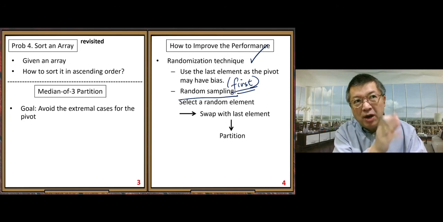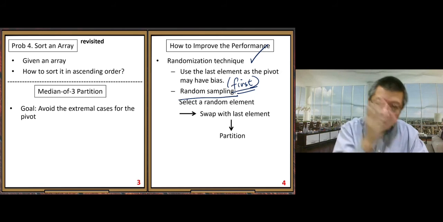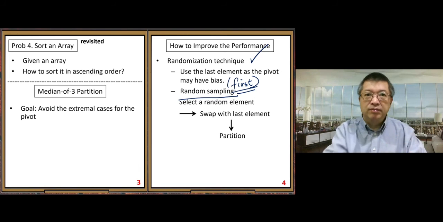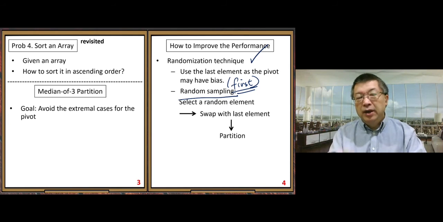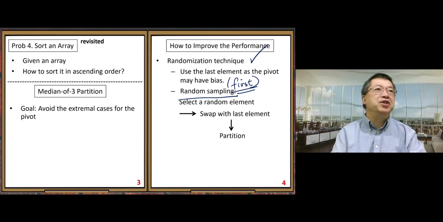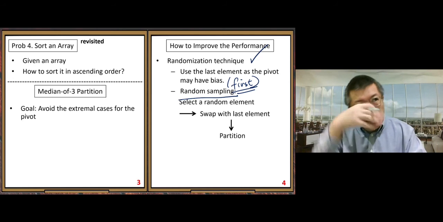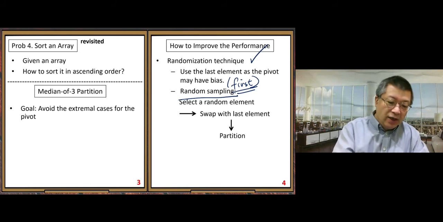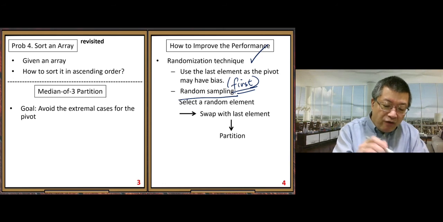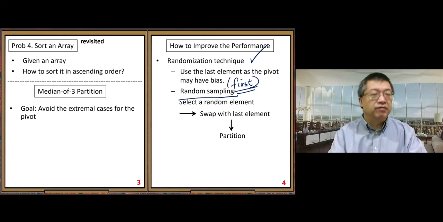Now, the result, it should be a little better regarding the partition part. The balance of the partition should be a little better than the randomization technique. Yeah. But the median of 3, the overhead cost is slightly higher than the randomization technique. You need to do a little more work. Yeah, that's the overhead part. Yeah. So we want to avoid extremal cases for the pivot.